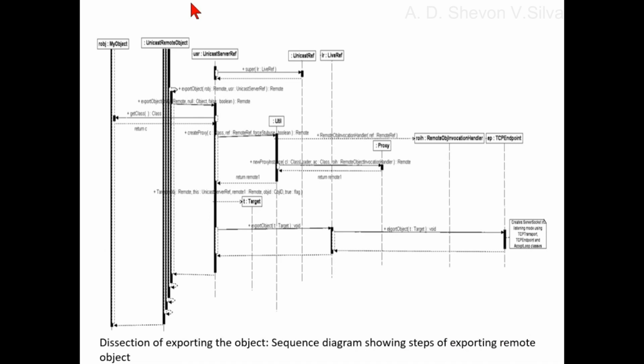The following steps explain the process of exporting an object. One, the Naming class uses the getClass method to get the name of the class for the remote object. Two, it appends _Stub to the name of the class to get the stub name. Three, it loads the stub class from the JVM. Four, it gets an object of remote ref.